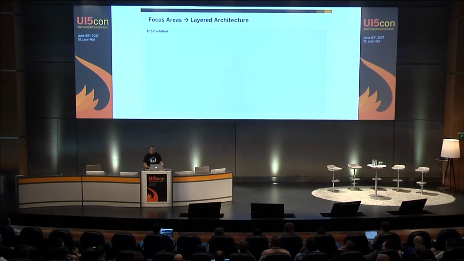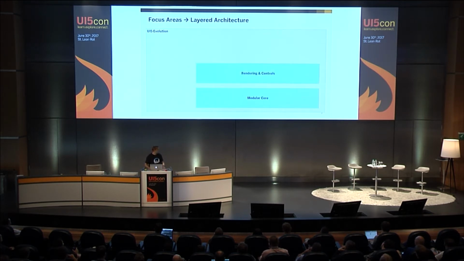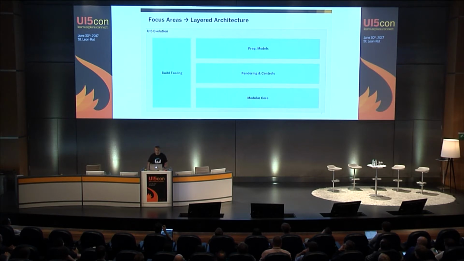We identified focus areas for the UI5 Evolution project. On the one hand, the modular core, which is the foundation of the whole story. We have a topic called rendering and controls, the programming model layer, and on the left-hand side, which will get more and more attention, the build tooling layer. This build tooling layer will stretch across all the layers because it is really important. It will be beneficial in the whole story to improve, for example, the performance, as we want to shift things from the runtime to the design time or to the build time.